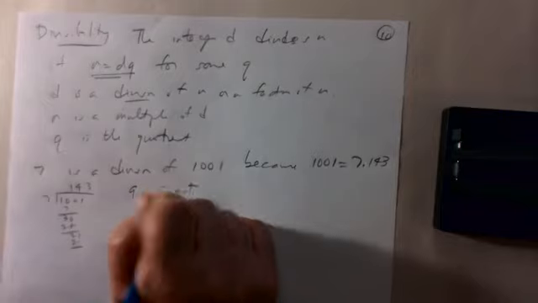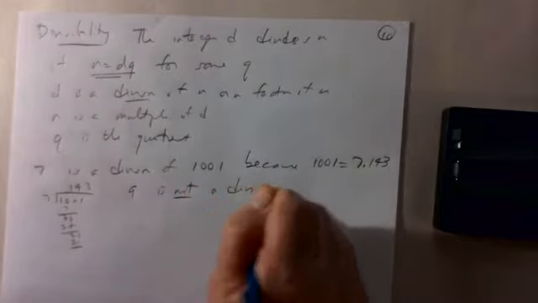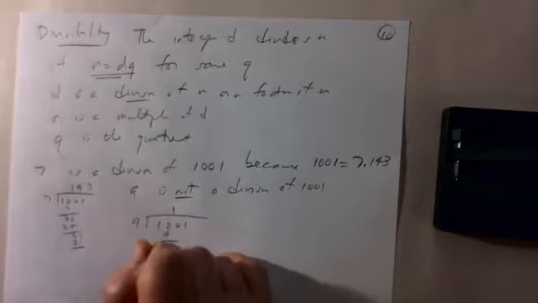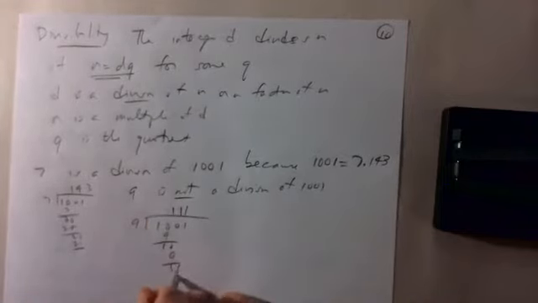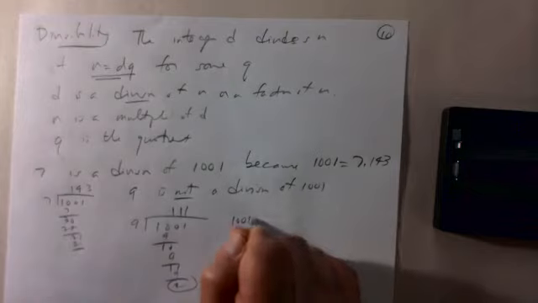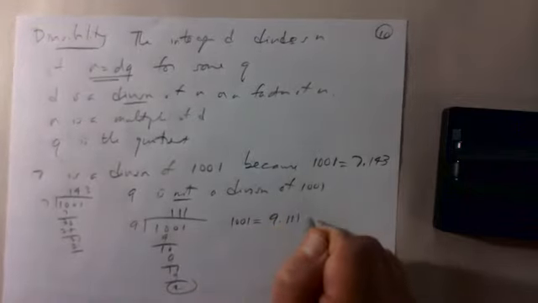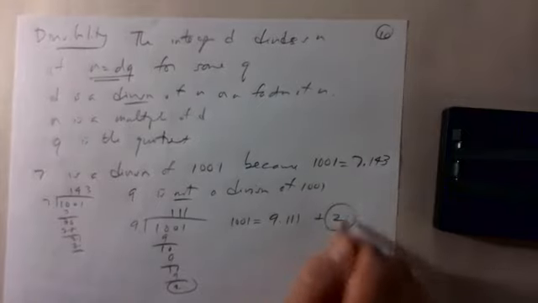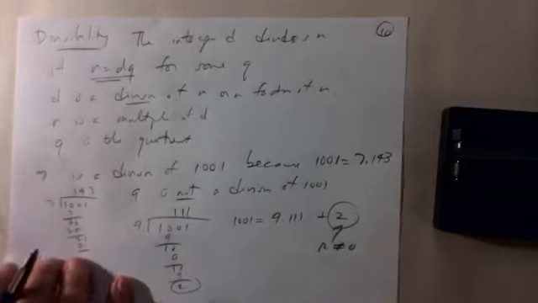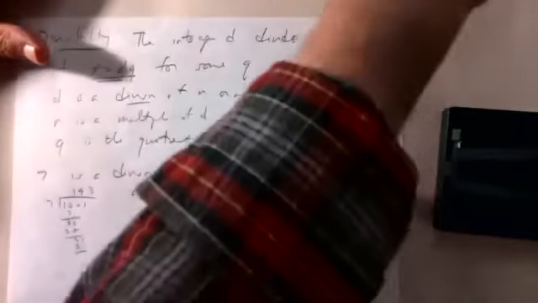9 is not a divisor of 1001, because if you divide 9 into 1001, you get a remainder of 2. By the division algorithm, 1001 is 9 times 111 plus 2. So this remainder r is not 0. So you can also say that d is a divisor of n if the remainder, when you use the division algorithm, is 0. Okay. Again, there's nothing here that you haven't learned a long time ago.